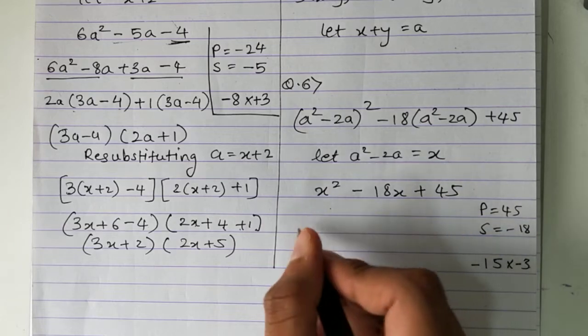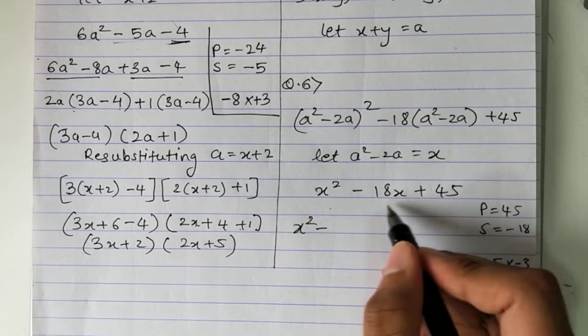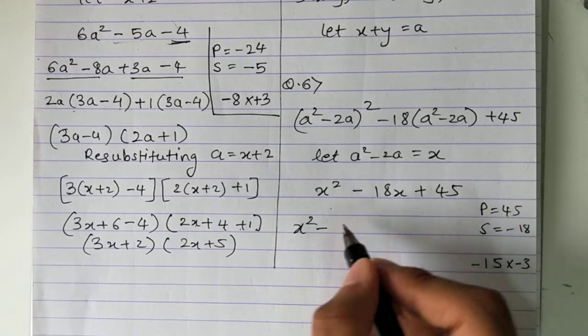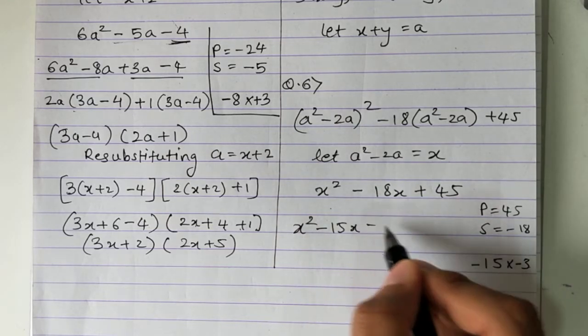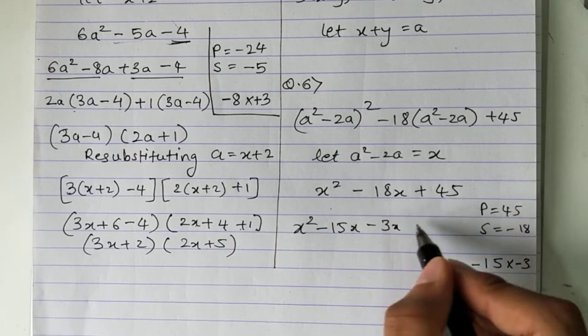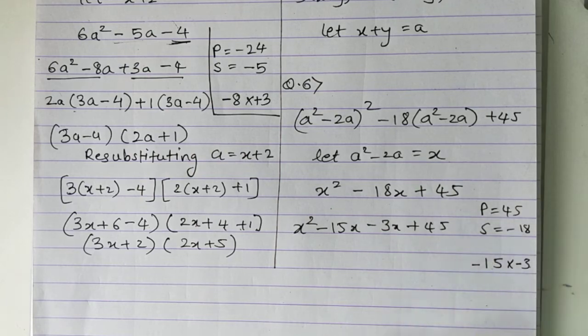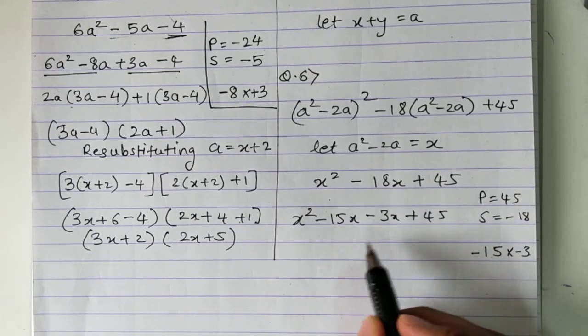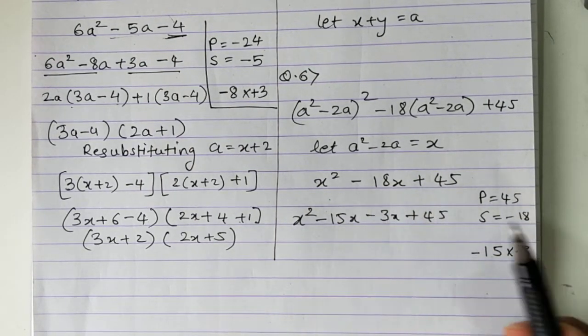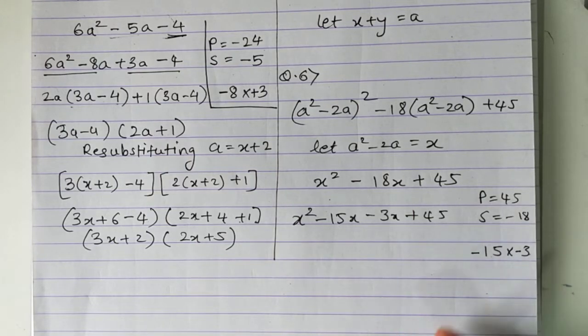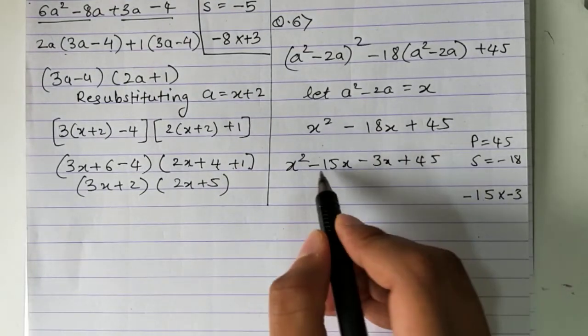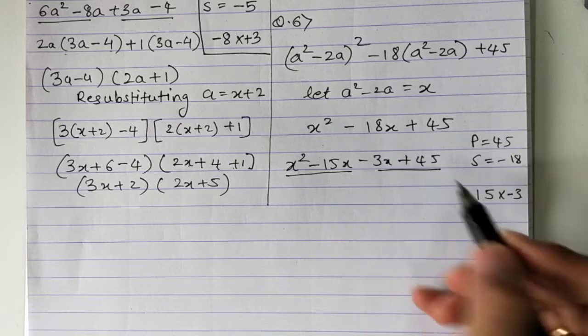So I will split this. X square, in the place of minus 18x, I'll substitute minus 15x minus 3x plus 45. Correct. Minus 15x minus 3x is minus 18x. Okay. Now, once we have split this, let's take common here and here.